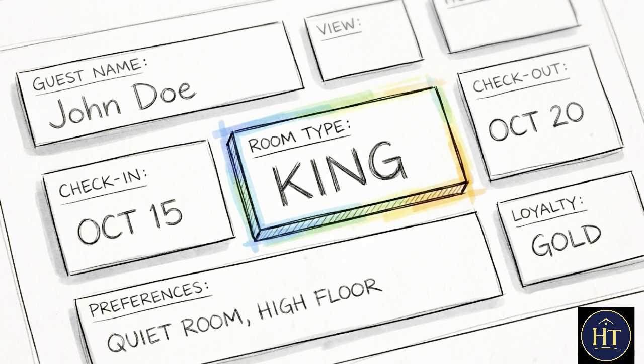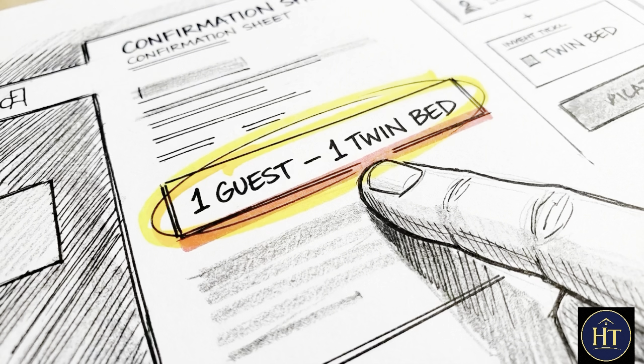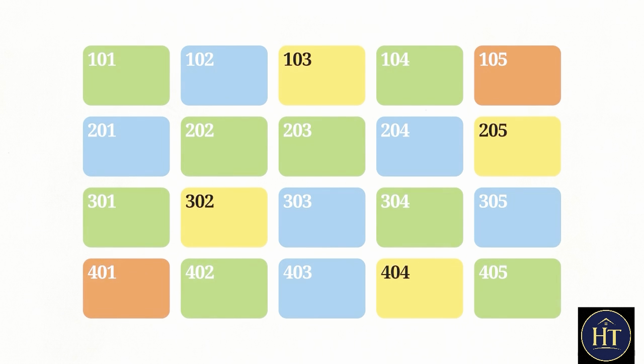The screen will dynamically populate with all the guest's contact data, stay dates, and the specific room type they booked. Read these details back to the guest. Confirming aloud that they are staying for 3 nights in a king room catches miscommunications immediately before you accidentally assign them the wrong accommodation. This grid represents live room inventory.